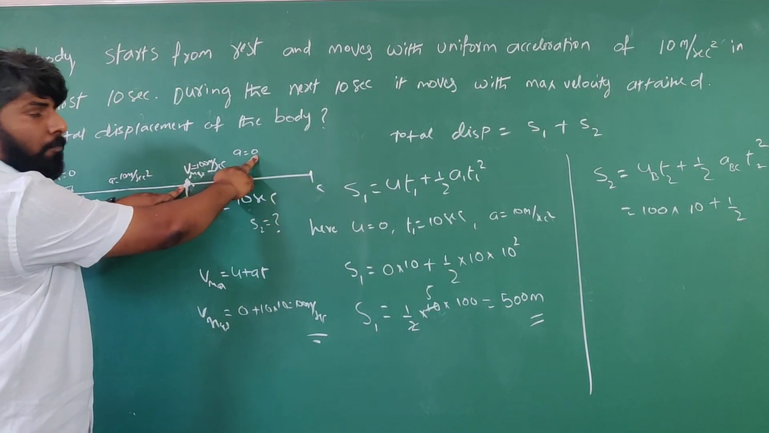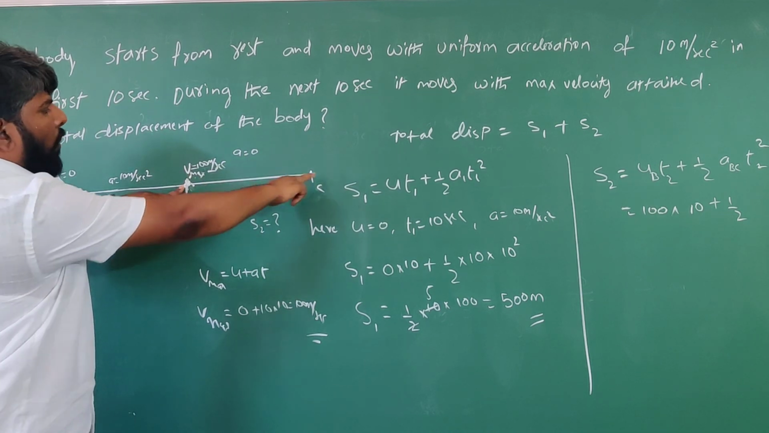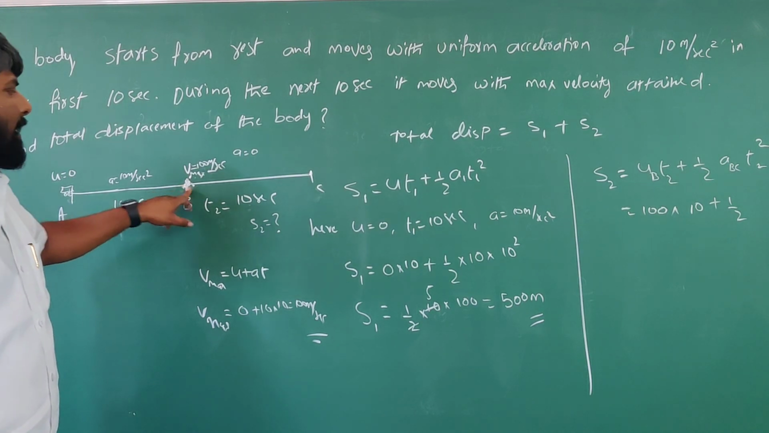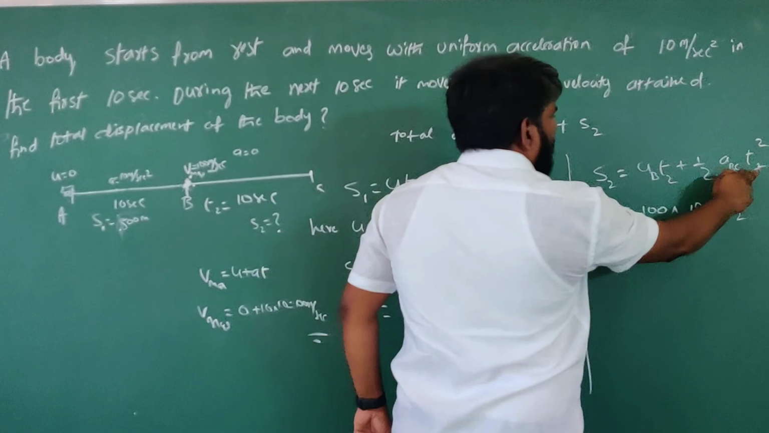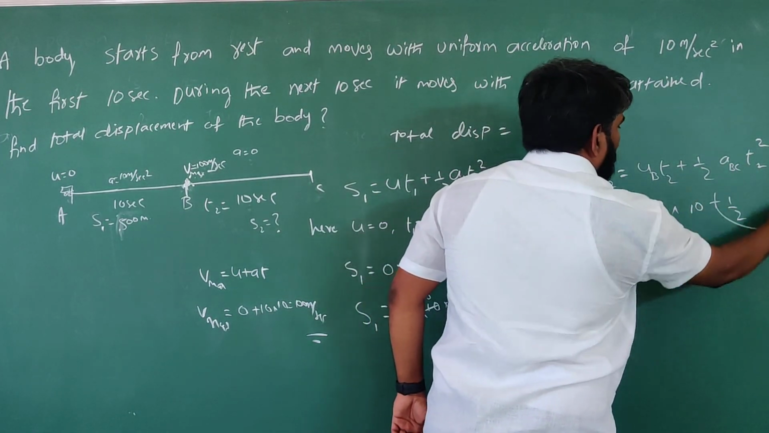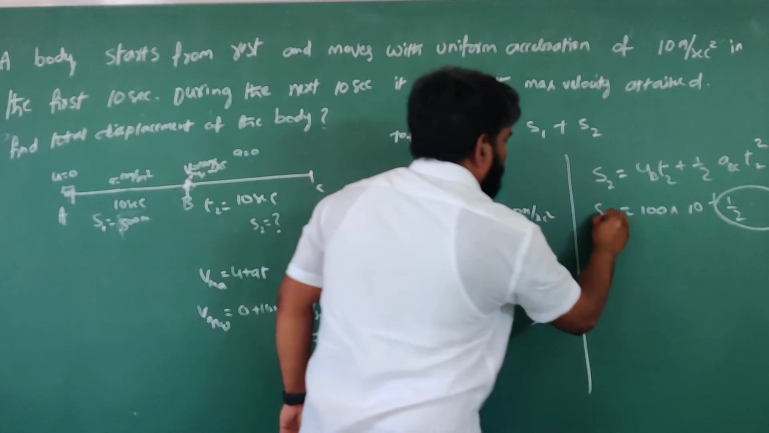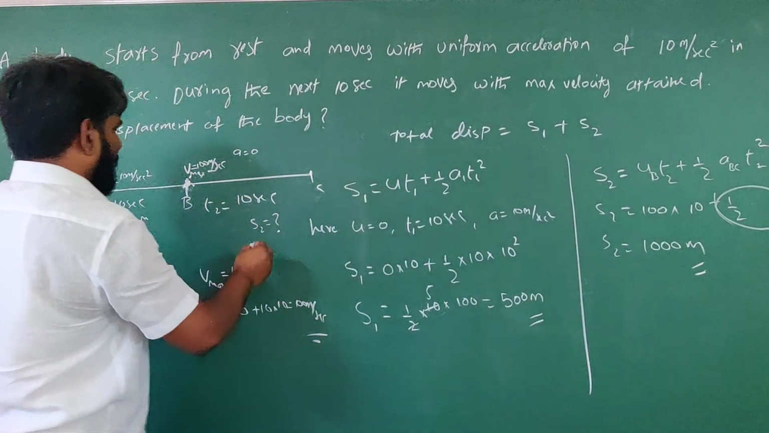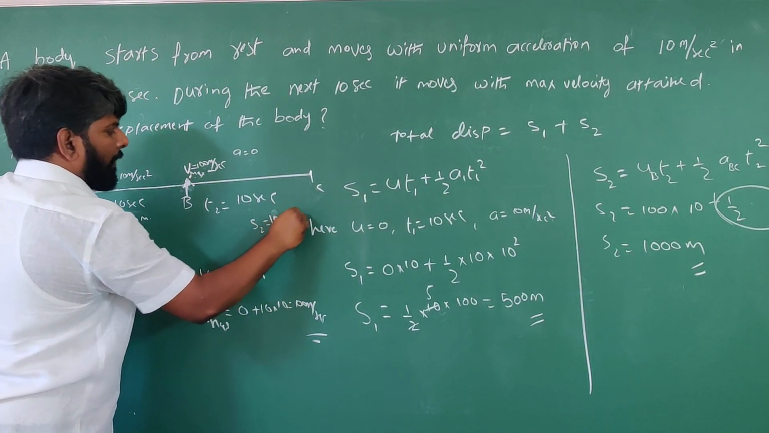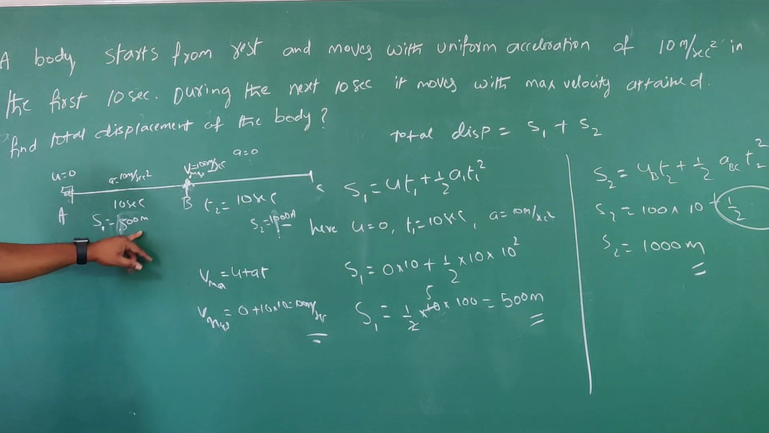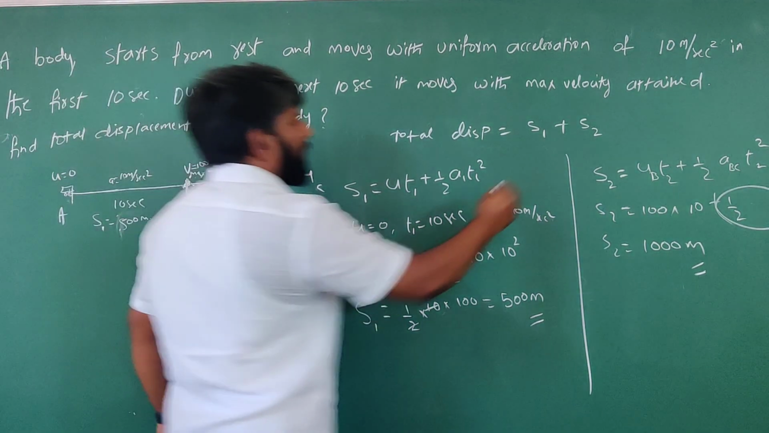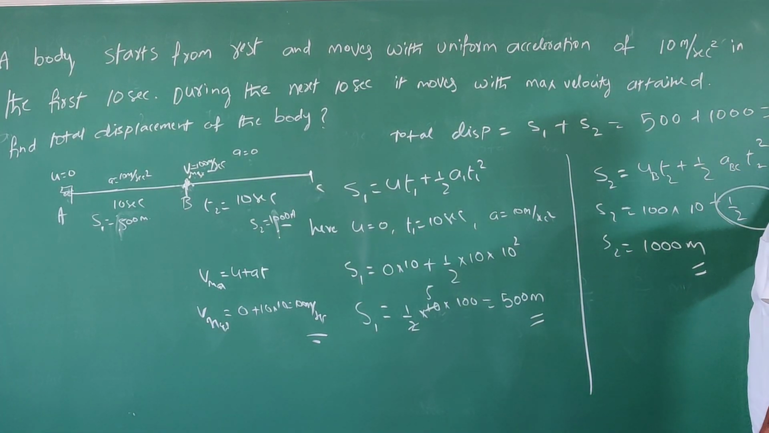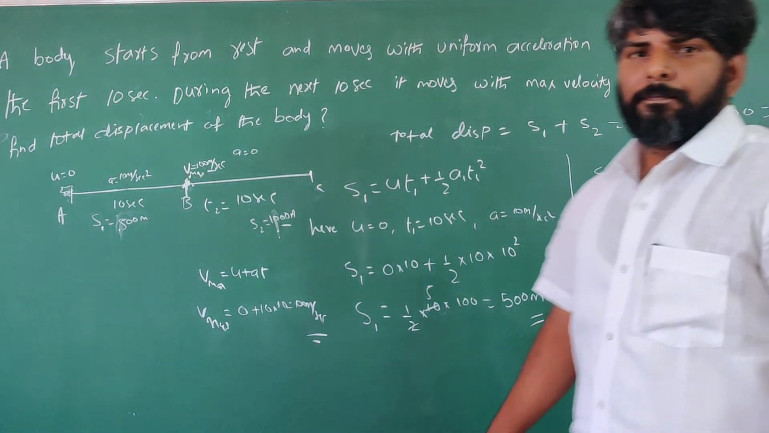How much is that? 0, because the problem clearly states that it moved a further 10 seconds with the maximum velocity only, meaning no change. That means acceleration in this part is 0. So 0 into t is 0, and this part completely becomes 0. So S2 is equal to 100 into 10, 1000 meters. So the first part is 500 meters, the second part 1000 meters. Then what is the total displacement? 500 plus 1000, which is equal to 1500 meters. That's it.